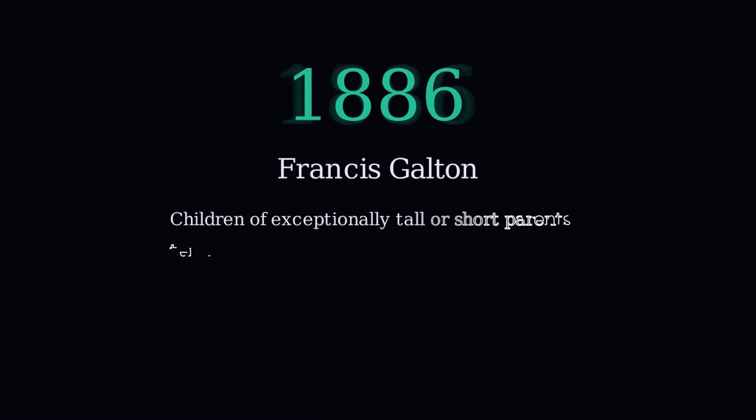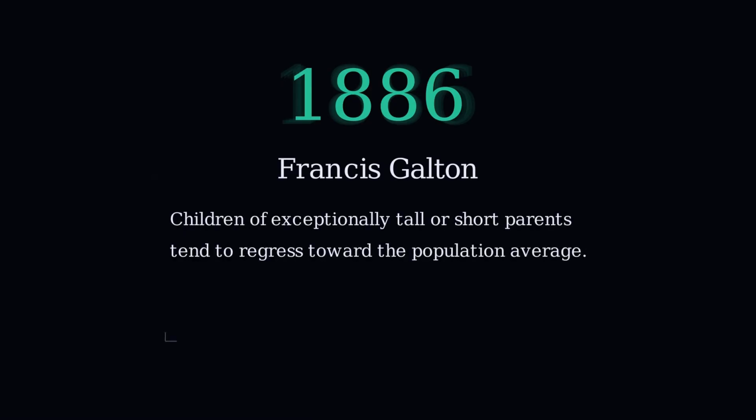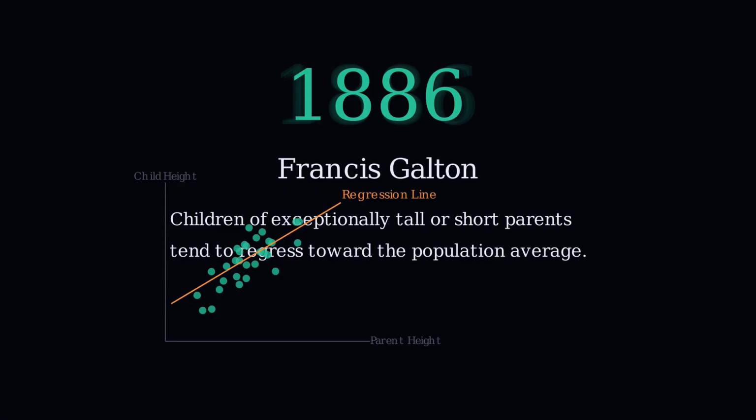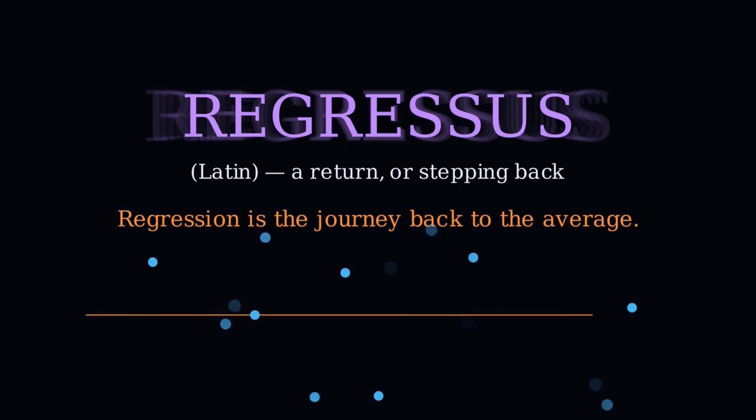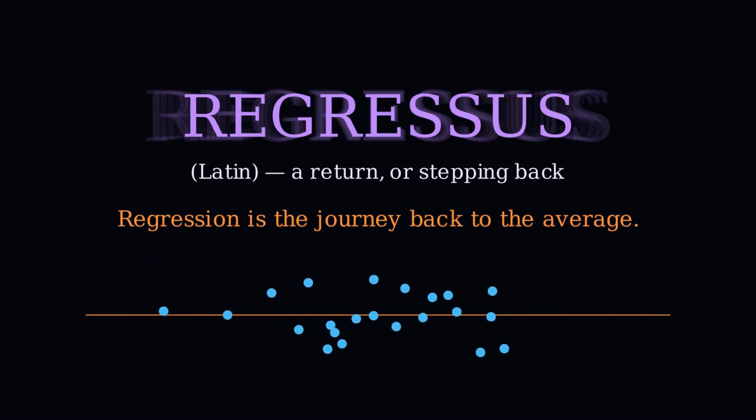But where does this word come from? In 1886, scientist Francis Galton discovered that children of exceptionally tall or short parents tended to move, or regress, toward the average height of the entire population. The word comes from the Latin regressus, meaning a return, or stepping back. Regression is simply the journey back to the average. It studies the dependence of one variable on another.